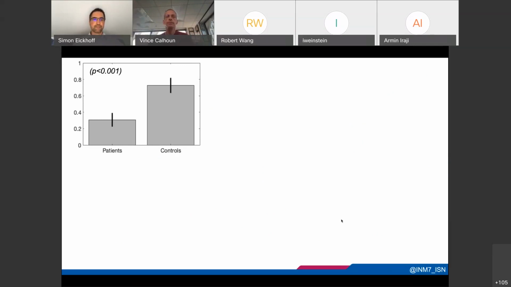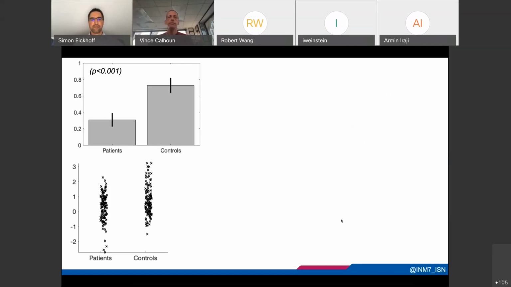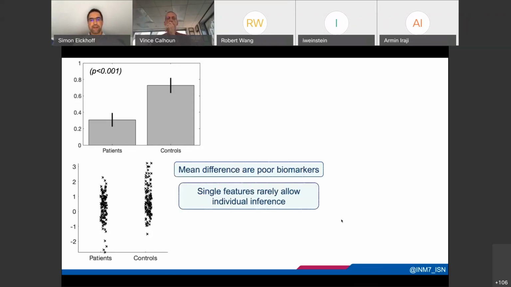Well, the tricky aspect is that the very same data, just displayed in a more honest fashion, probably does not look so convincing anymore as a biomarker. This is exactly the same data, just not shown as a summary plot, but now for the individual subjects. And I think this highlights from the very outset that mean differences or correlations across a large group are actually rather poor biomarkers, because individual features rarely allow for individual inference. That is, even if you have a highly significant group difference, there's usually no chance that this particular feature tells you something about one individual subject.